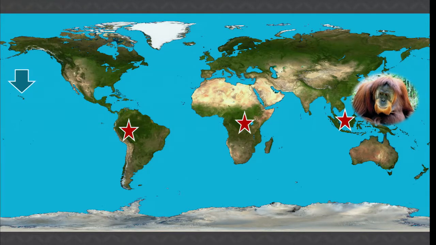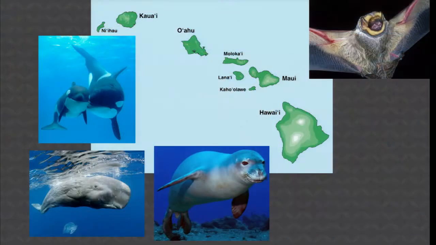Well, one of the biggest clues comes not from the mainland, but from islands. The Hawaiian Islands have mammals on them, indigenous mammals, mammals that are native to Hawaii. 9 mammal species are native to Hawaii. 4 are shown here. This is a fairly diverse group. The killer whale, I think that's a pygmy sperm whale. You've got a seal, you've got a bat.